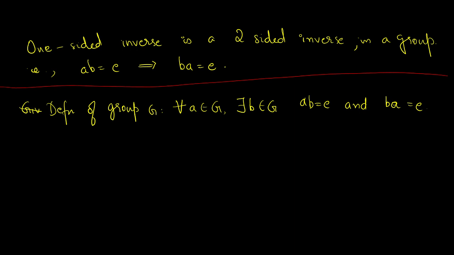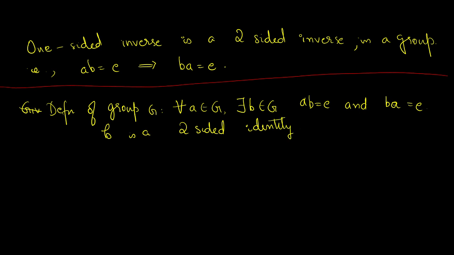So if we operate B from the left or from the right to A, we are getting identity. So B will act as an inverse of A from both left and right. So in this case, B is going to be a two-sided inverse.